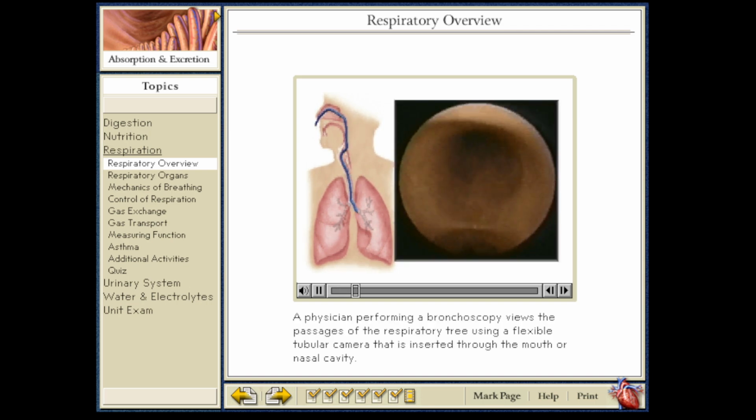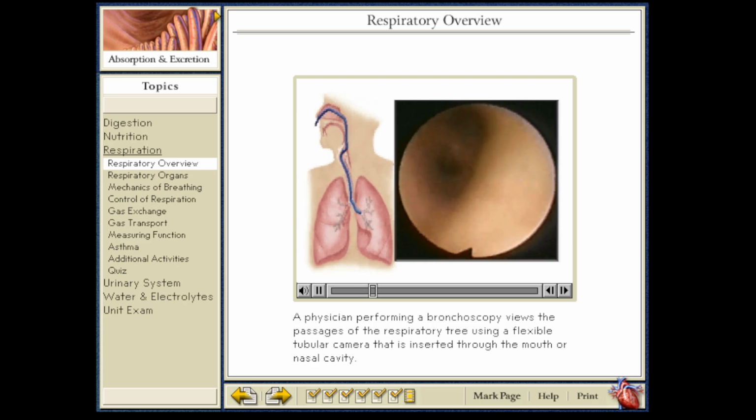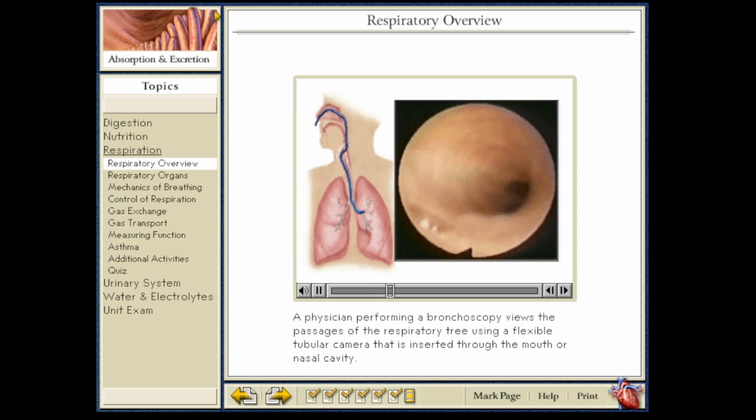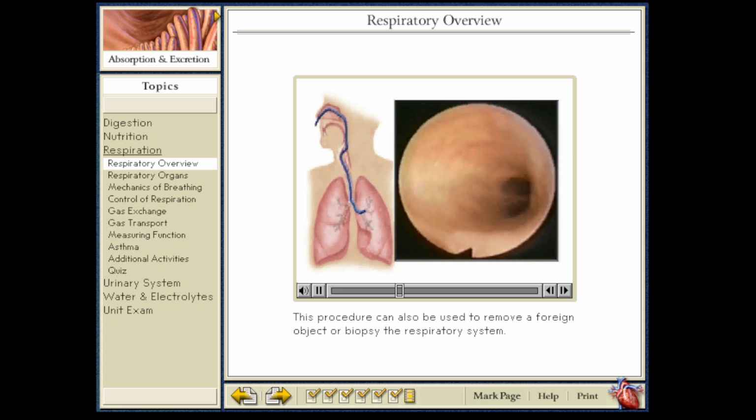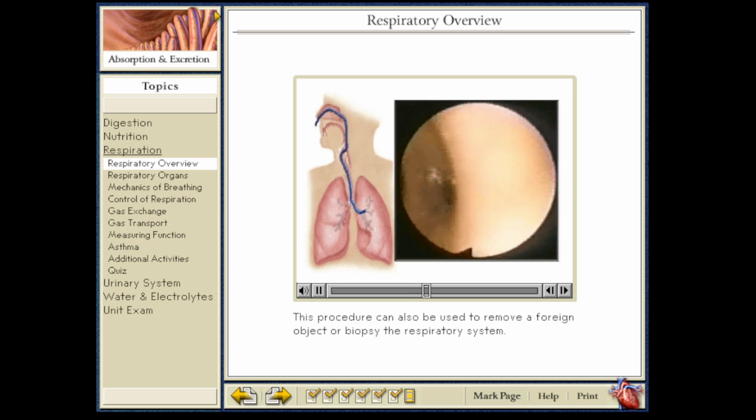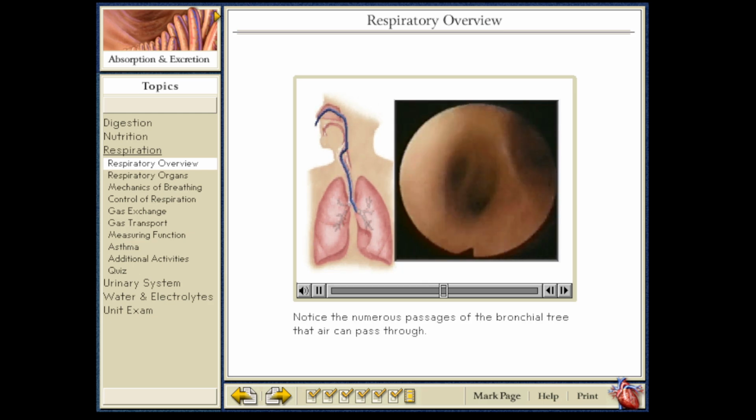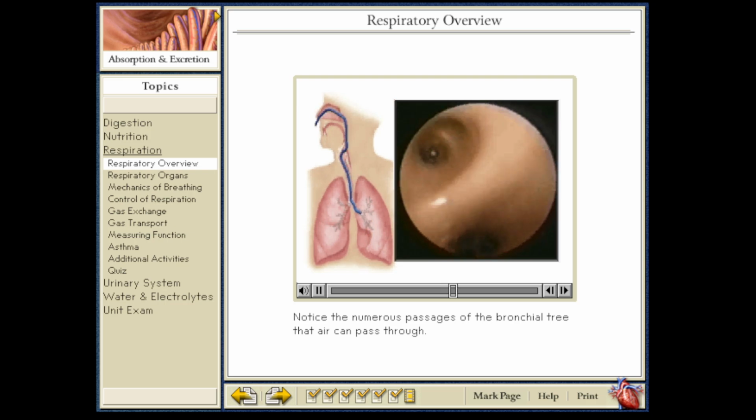A physician performing a bronchoscopy views the passages of the respiratory tree using a flexible tubular camera that is inserted through the mouth or nasal cavity. This procedure can also be used to remove a foreign object or biopsy the respiratory system. Notice the numerous passages of the bronchial tree that air can pass through.